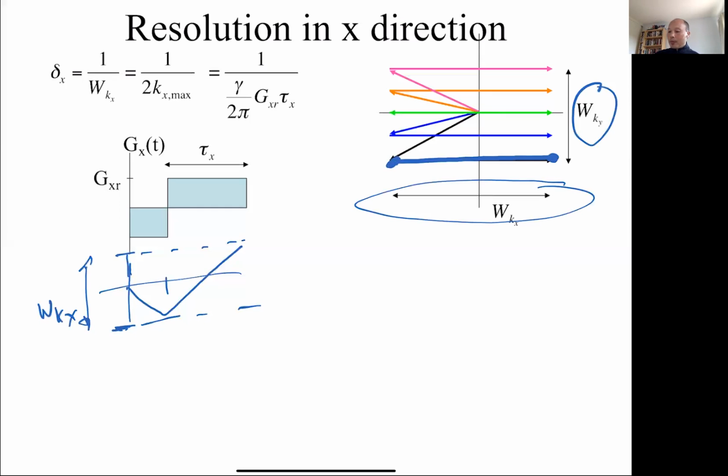All right, so we know we have some resolution we're trying to acquire. That will allow us to determine my WKX. And then WKX is simply going to be the area traversed under this part of the gradient, right? So just gamma over 2 pi times the readout gradient amplitude times tau sub x.